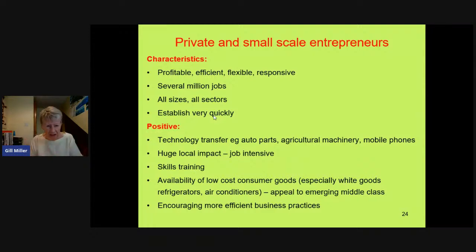And the big thing about it is that all entrepreneurial activity comes with positives and negatives. So what are the positive things for African urban areas? We talked about technology transfer.